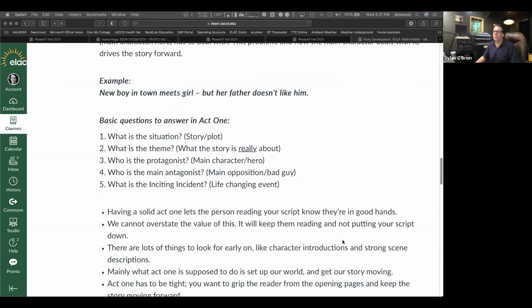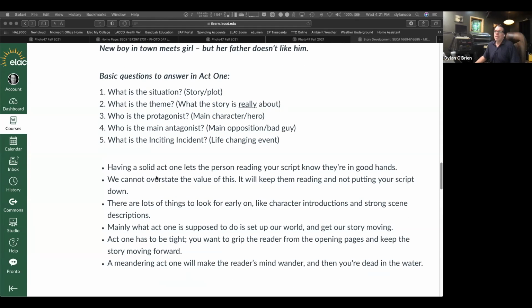So let's talk about some of the functions of this thing. Having a solid Act 1 lets the person reading your script know that they're in good hands. I can't overstate the value of this. It will keep them reading and not putting your script off.